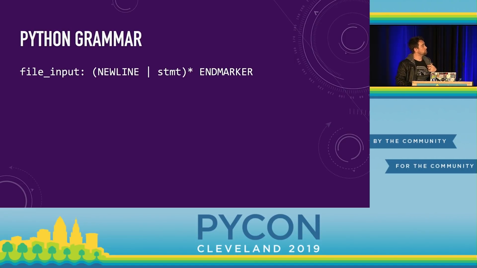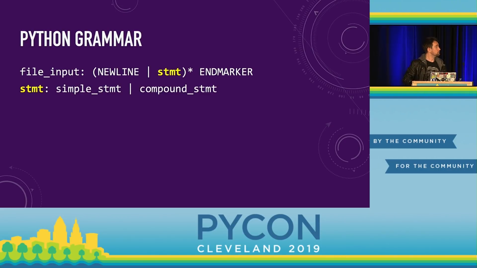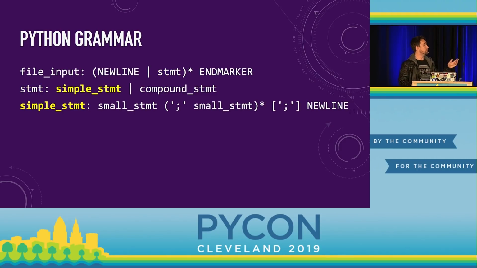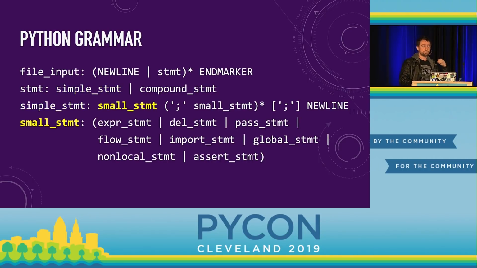Like, let's try to go through it and see what happens. So, as I said, a file consists of statements and new lines. So what is a statement? Well, it can be either simple or compound. So if it's simple, what does that mean? Well, there's going to be a bunch of small statements delimited with semicolons, right? Cool, so what are small statements? They're expressions, deletes, passes, flow statements, imports, whatever, right?